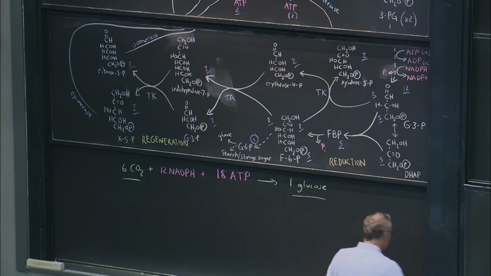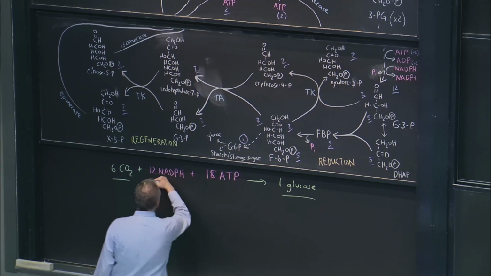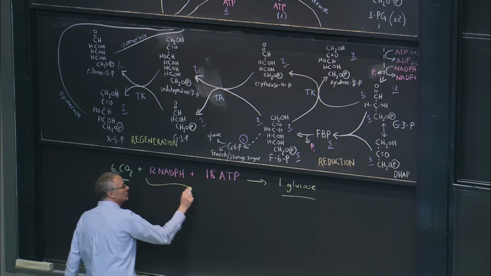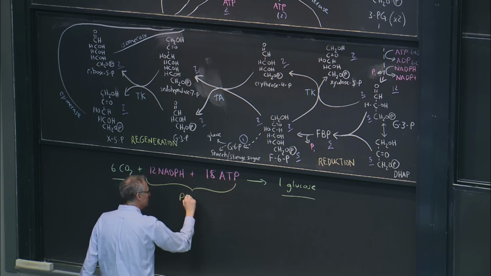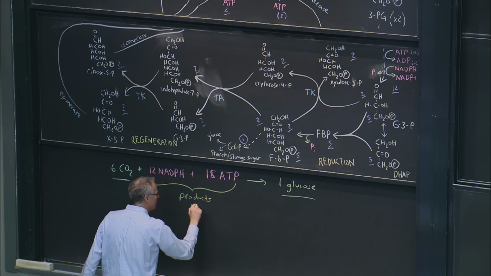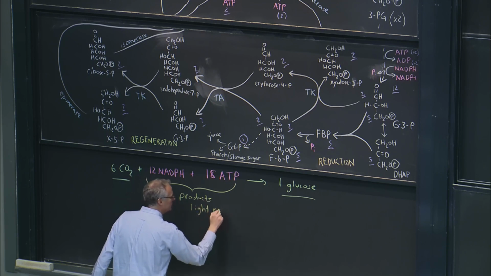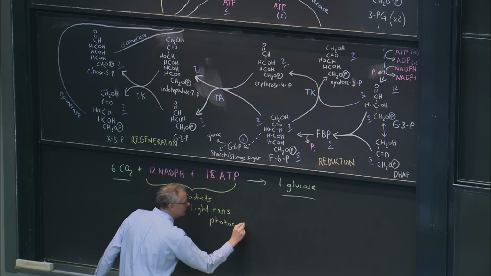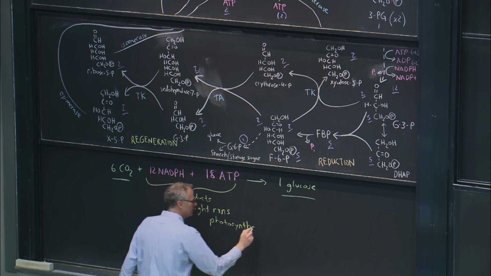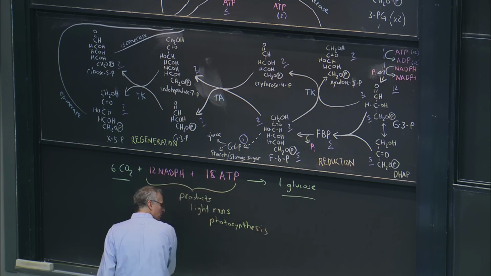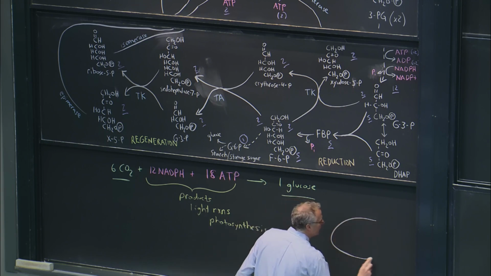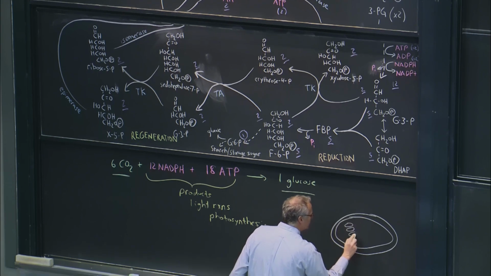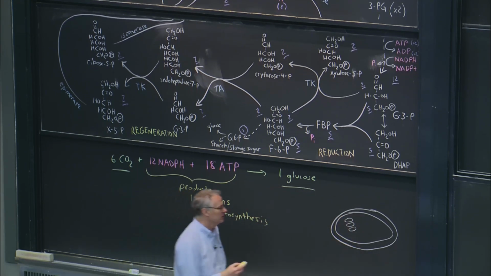And of course, to do this, I needed a lot of energy input. That comes from the 12 NADPHs and the 18 ATPs, which of course are the products of the light reactions of photosynthesis. Okay, and so you'll recall that if we go back to our chloroplast, right, the light reactions are happening here at the thylakoid membranes.